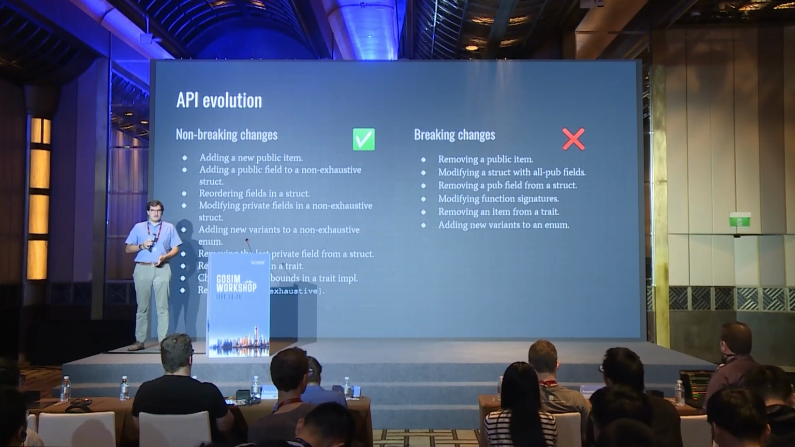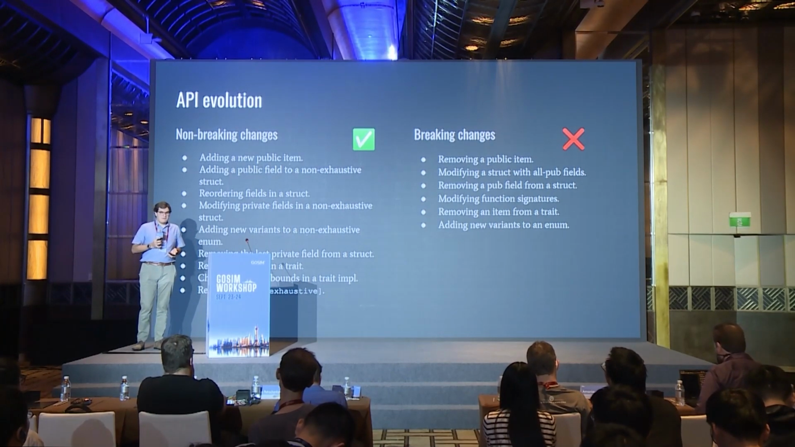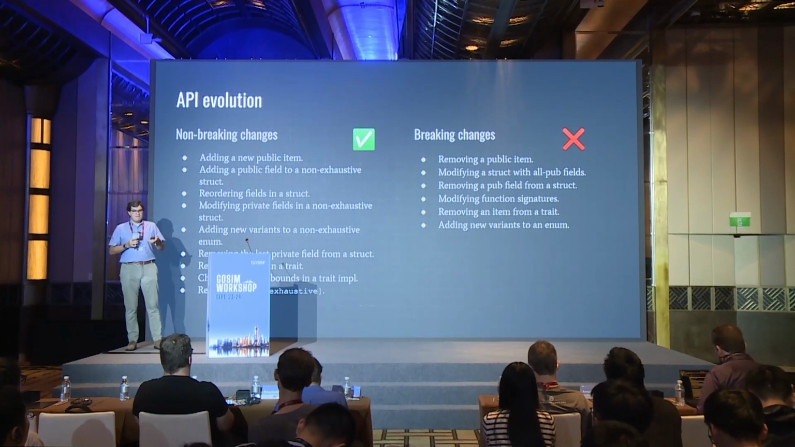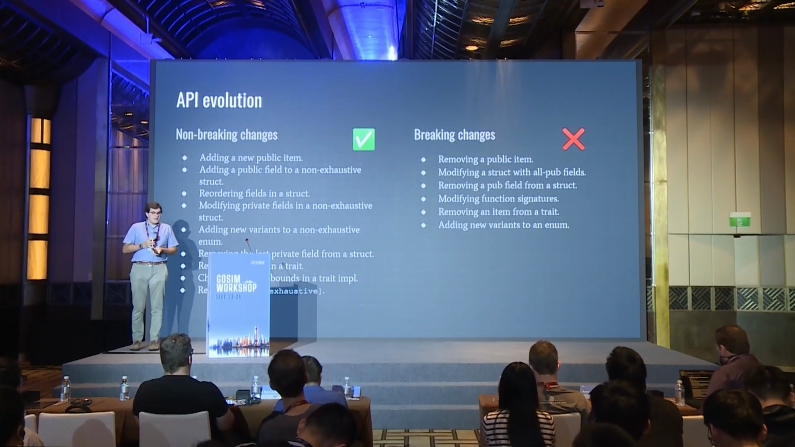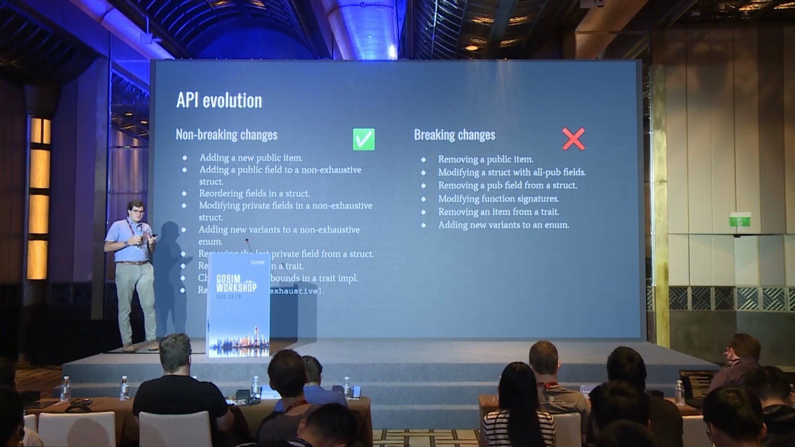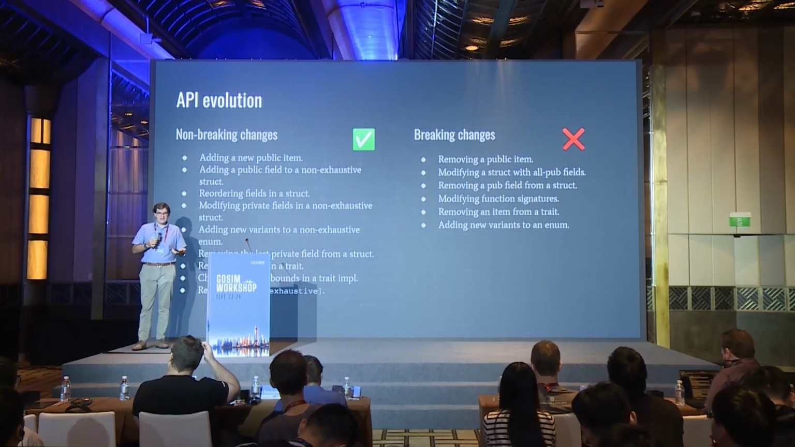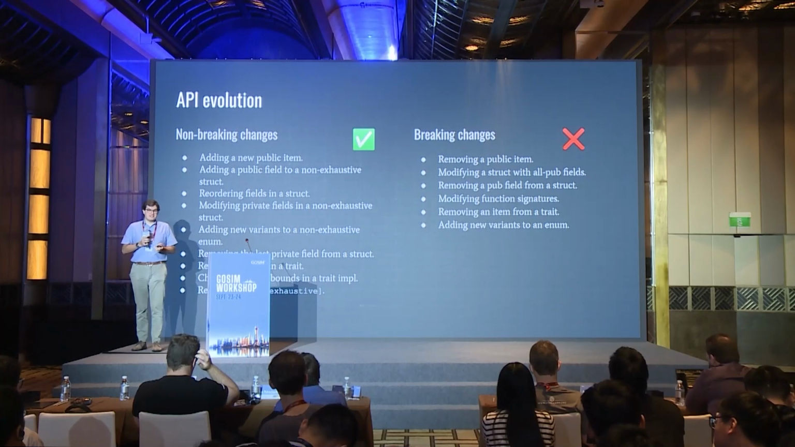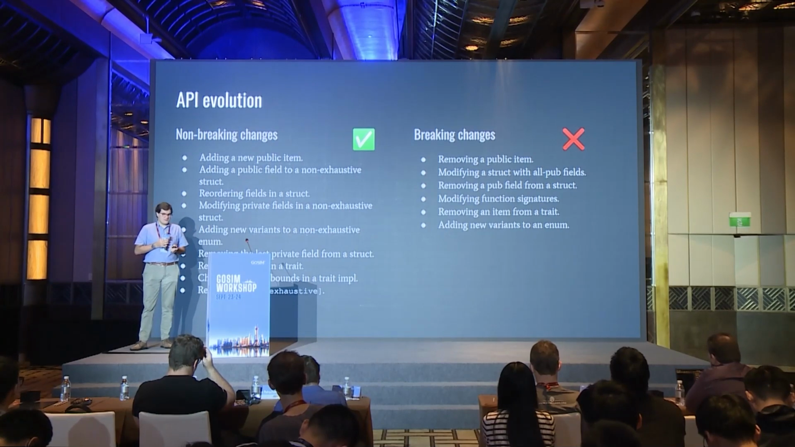But for example, you can add a new public item, that's fine, but you can't remove something that was previously public. You can add a public field as long as the struct is non-exhaustive, but not if it's exhaustive. You can reorder the fields in a struct, etc. But I'll just want to concentrate on the last four. It's not a breaking change at the API level to remove the last private field from a struct. It's also fine to reorder items in a trait. It's also fine to relax the generic bounds on the trait impl, or to just remove the non-exhaustive attributes.